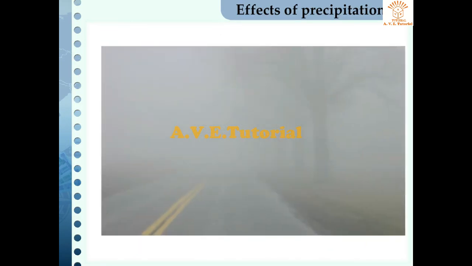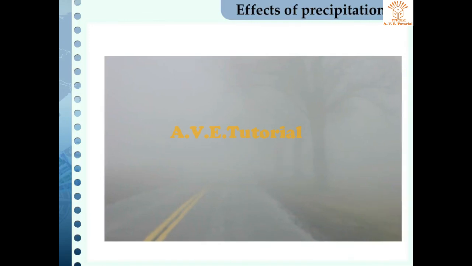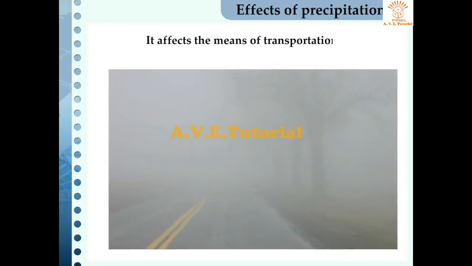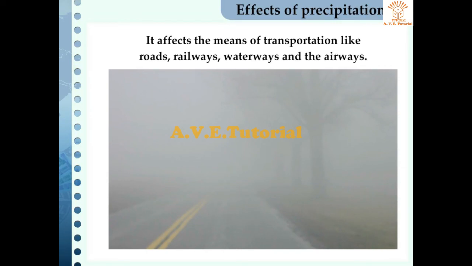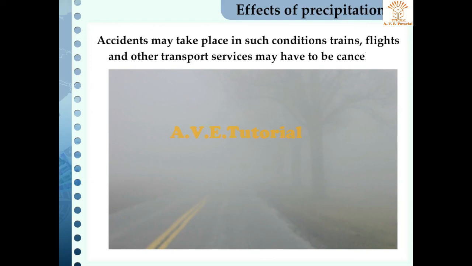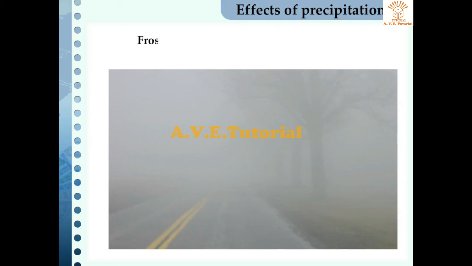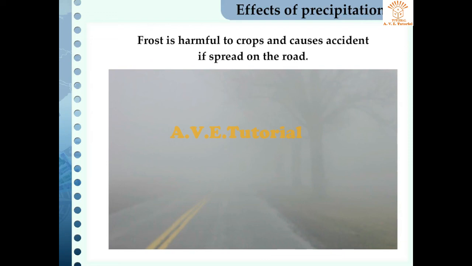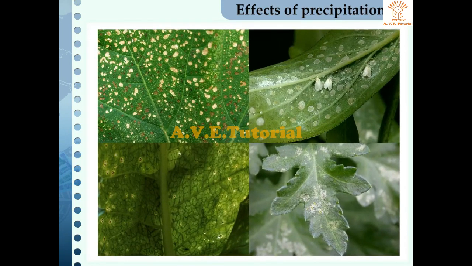Visibility reduces because of highly dense fog. It affects the means of transportation like roads, railways, waterways, and the airways. Accidents may take place in such conditions. Trains, flights, and other transport services may have to be cancelled. Frost is harmful to crops and causes accidents if spread on the road. Fog and dew damage some crops by spreading diseases, while it may be beneficial to some crops.